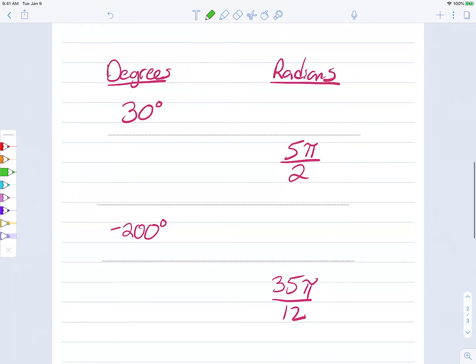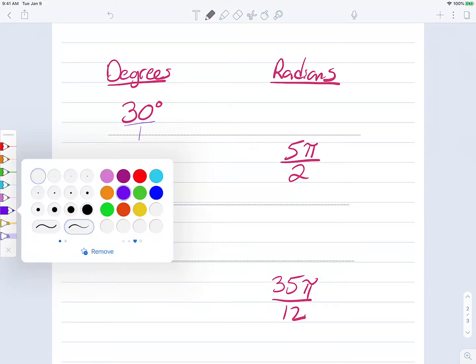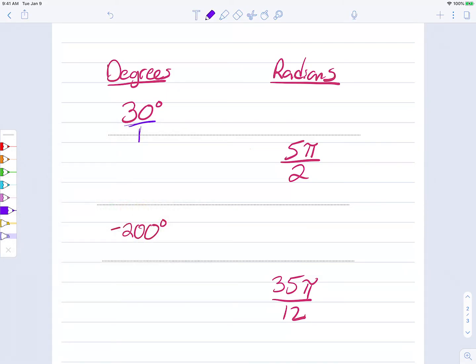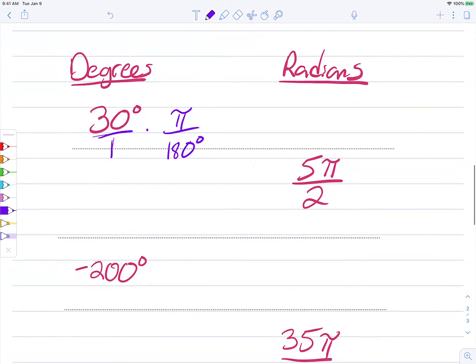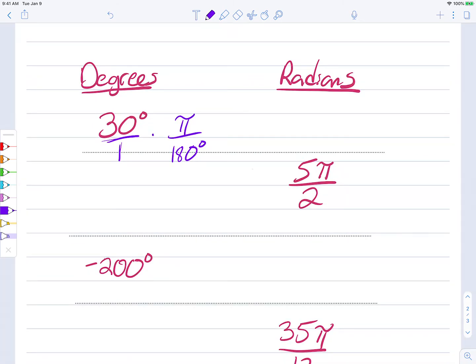First you're going to take 30 degrees and we're going to change it into radians. So I'm going to multiply 30, or also known as 30 over 1, by pi over 180 degrees. Now, one of the reasons that I know I am multiplying it by the correct fraction is I can literally cross off the degrees in the numerator and denominator, leaving me with pi's.